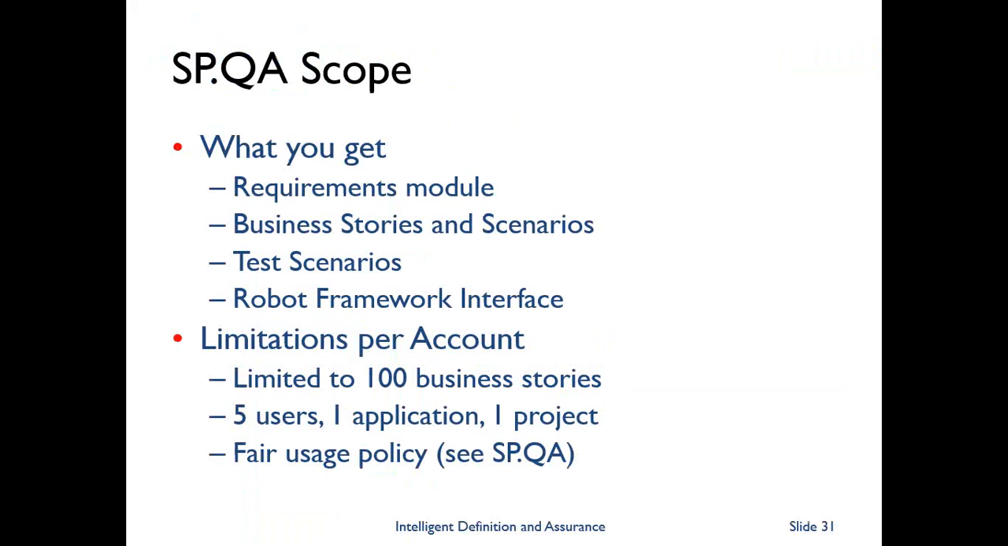So the scope of SpeedUp QA is this. What you get is the requirements module. You can create business stories and scenarios aligned with each requirement. The test scenarios are the more technically oriented tests, in tester language as opposed to business language, closer to the system under test. And the Robot Framework interface, which I showed you: you can export your test scenarios, and recover the output from Robot Framework test execution and import it back into SpeedUp QA.